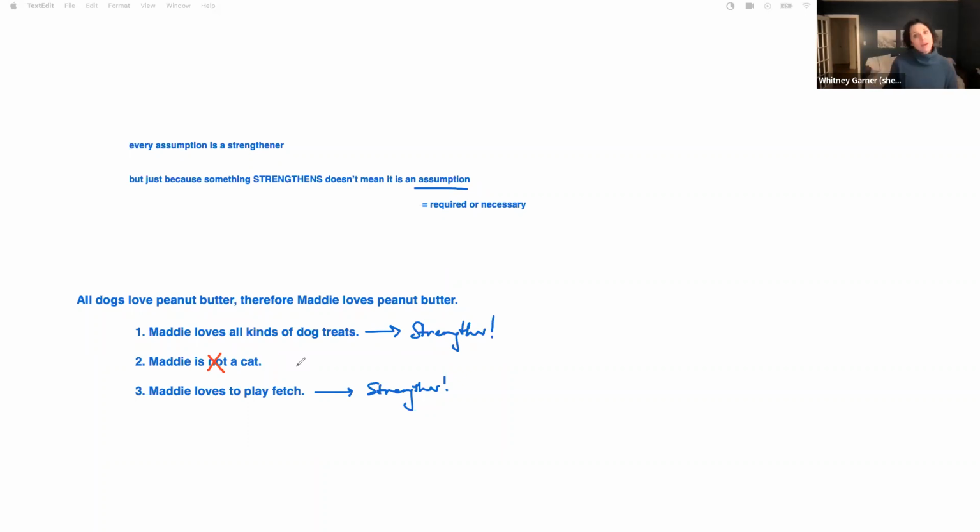Because the only thing I know is that dogs love peanut butter, not that Maddie loves peanut butter. In order for Maddie to love peanut butter, she has to be a dog. In order to be a dog, she can't be a cat. So anything that says Maddie's not a cat, she's not a rock, she's not a horse, she's not a human, she's not a whatever, all of those things are a requirement.